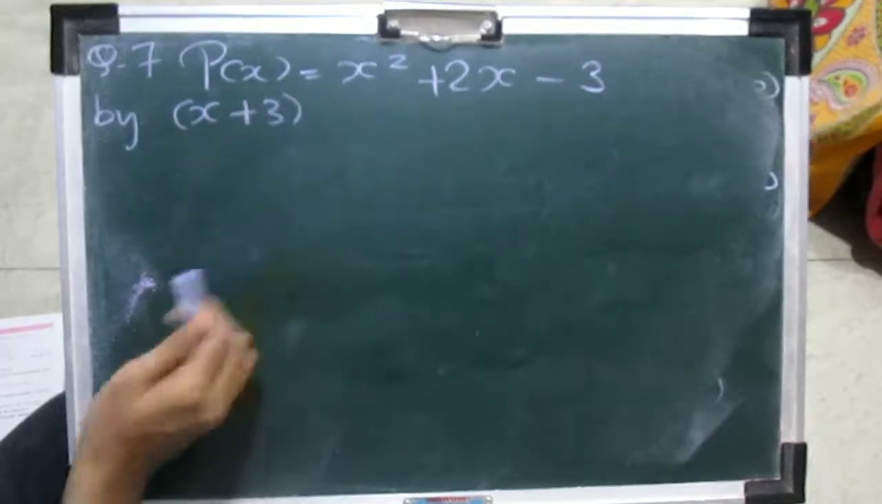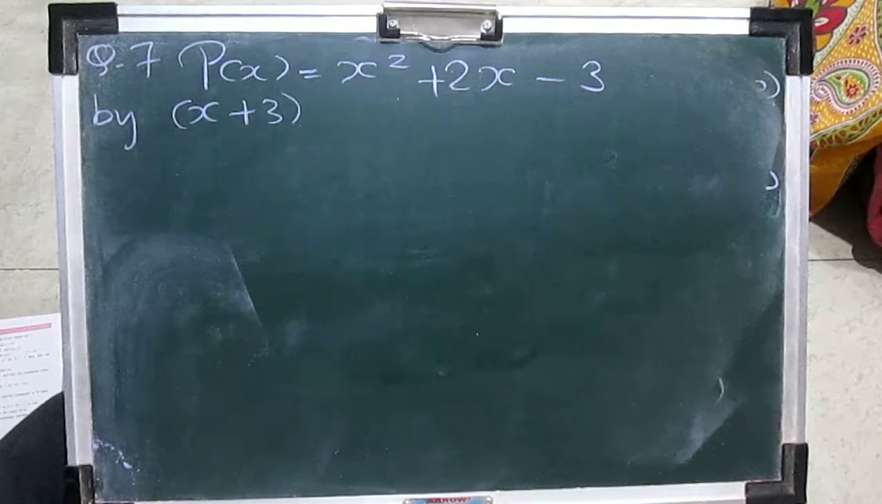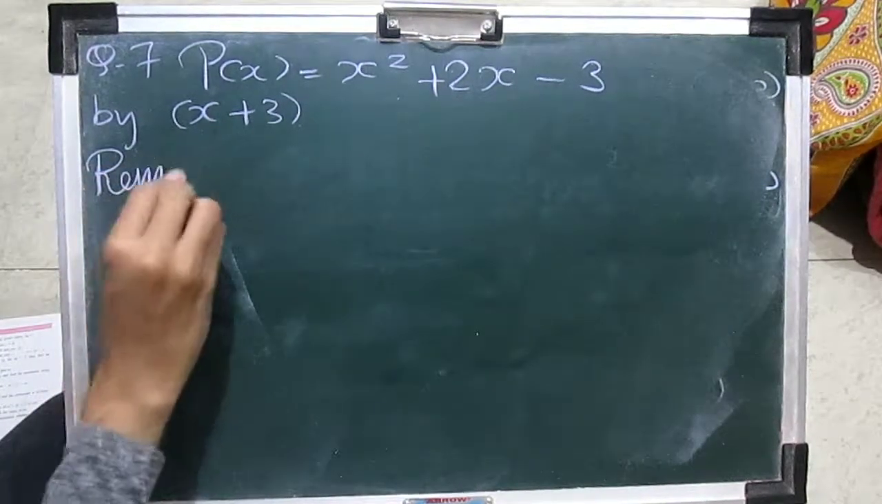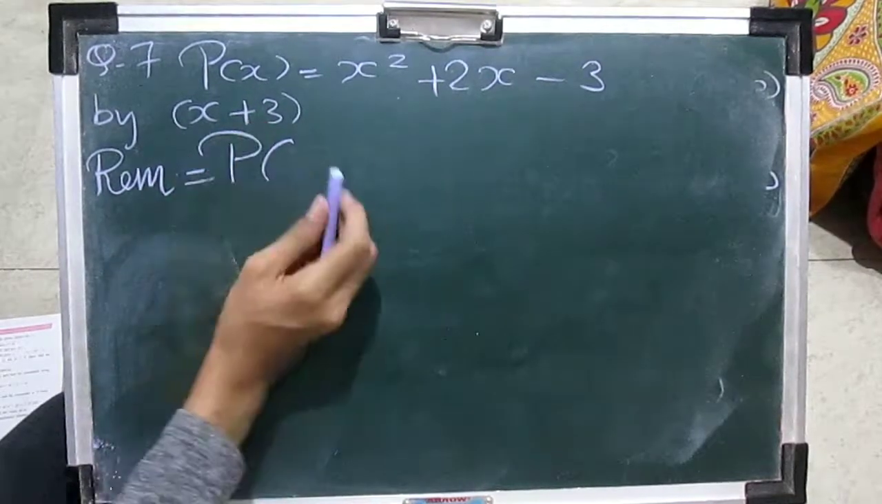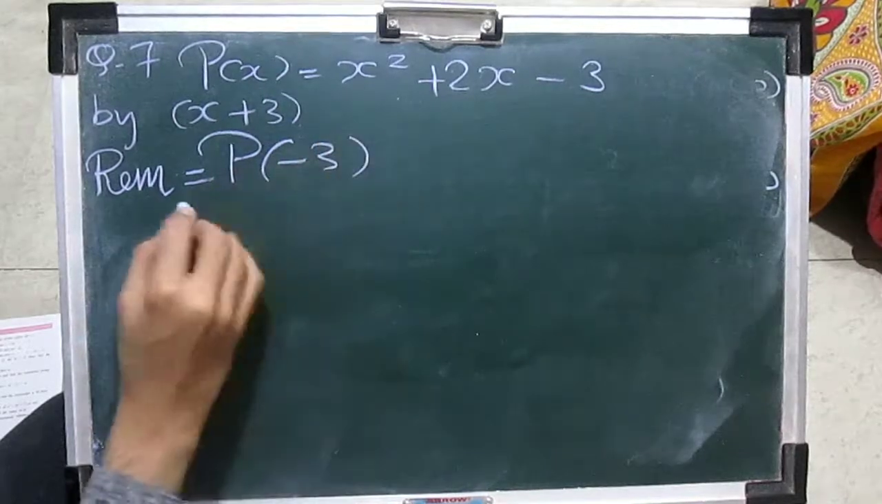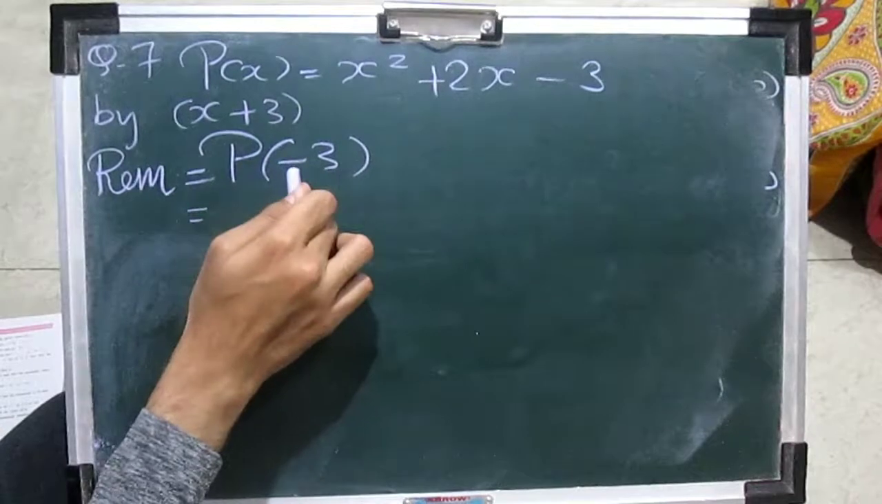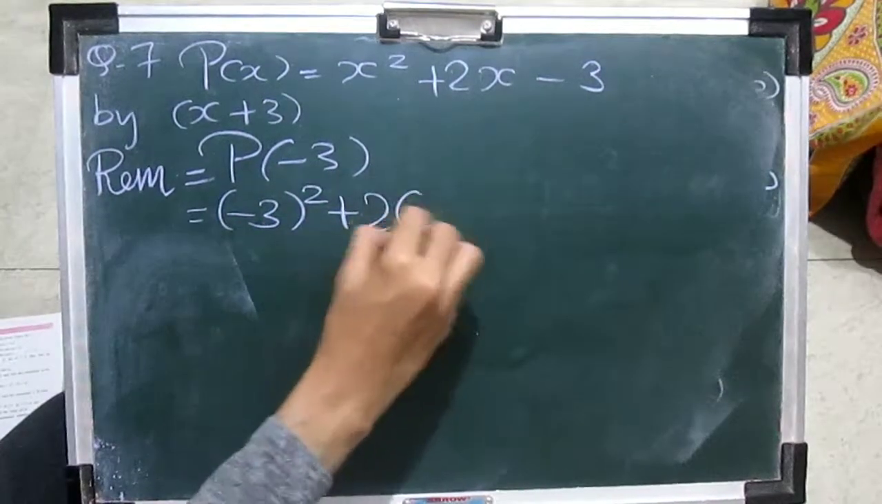The factor theorem tells us that it is a factor if and only if the remainder is 0. So we are interested in the remainder. The remainder is the value of the polynomial at which point? It is plus 3, so I am going to take minus 3. Let's see what it is. I am supposed to substitute minus 3 in place of x. So it is minus 3 square plus 2 times minus 3 minus 3.